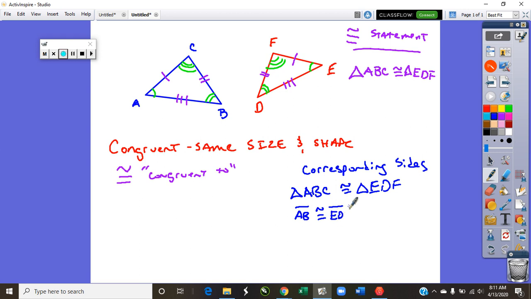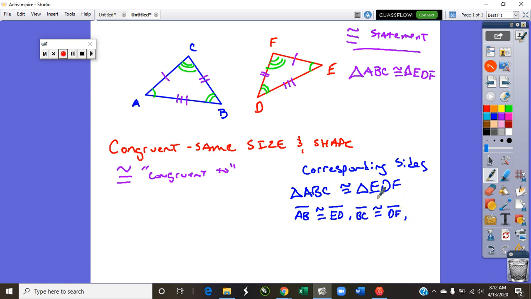Remember, if it's a triangle, it's going to have 3 corresponding sides. If it's a quadrilateral, it's going to have 4 corresponding sides. So side AB is congruent to side ED. Now let's say BC, which is 2 to 3. What's 2 to 3 on this one? DF. So BC is congruent to side DF.